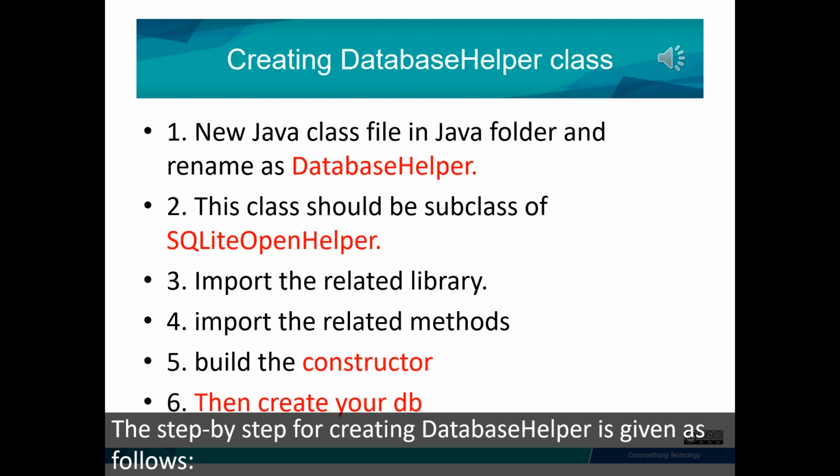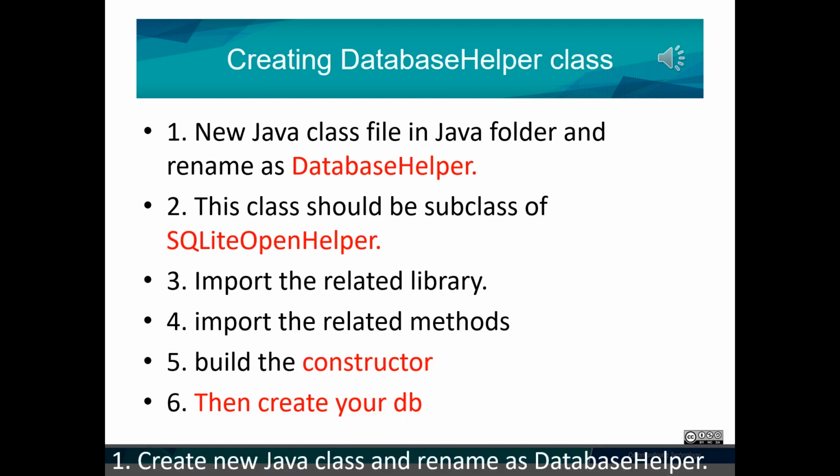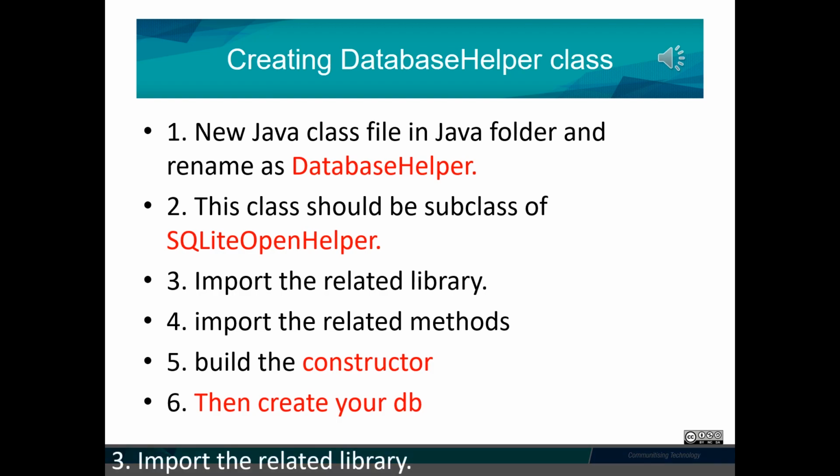The step-by-step for creating database helper is given as follows. First, create new Java class and rename as database helper. Second, this class should be subclass of SQLite Open Helper. Third, import the related library. Fourth, import the related method. Fifth, build the constructor. And lastly, create your database.